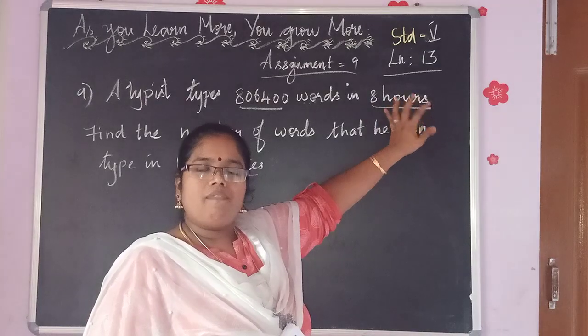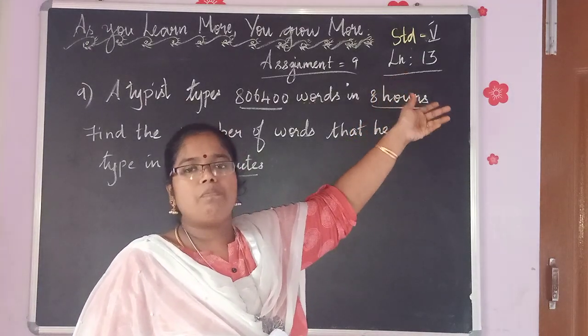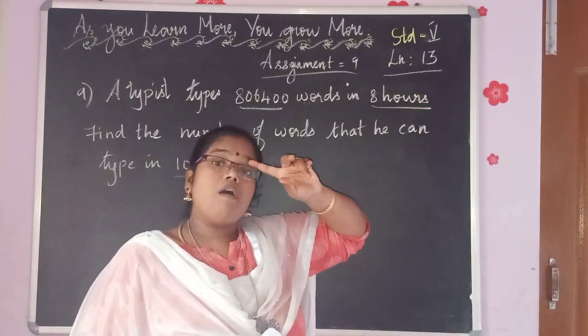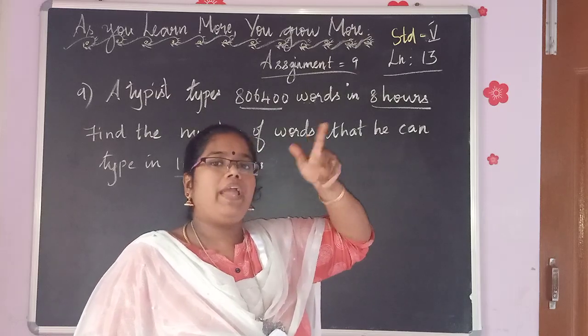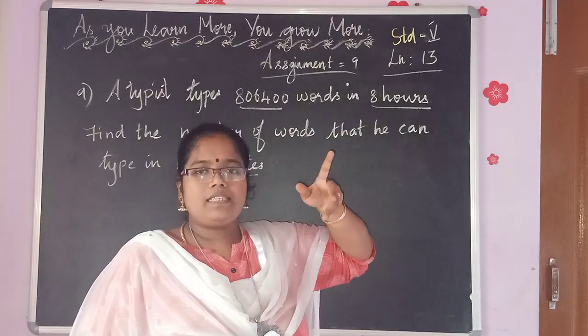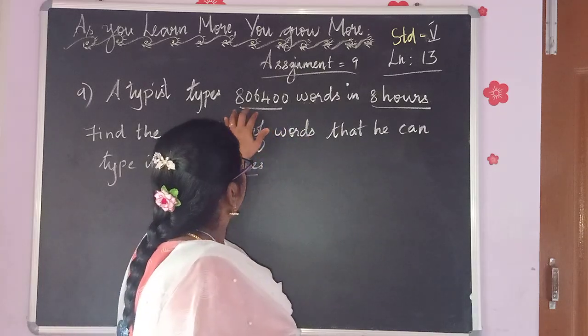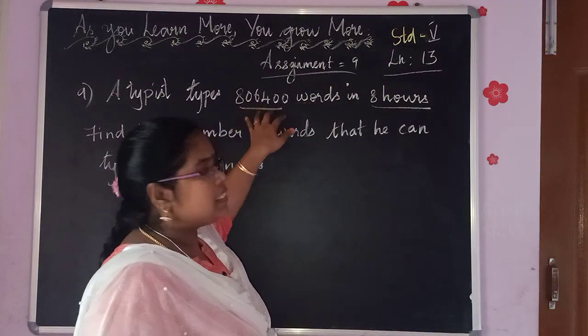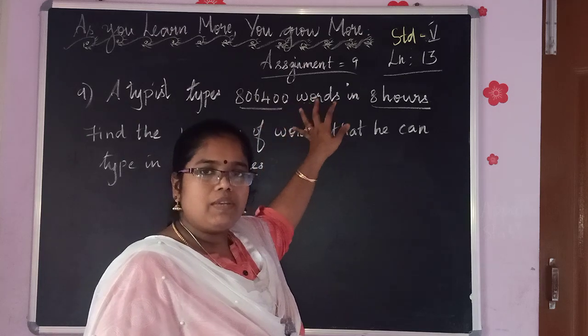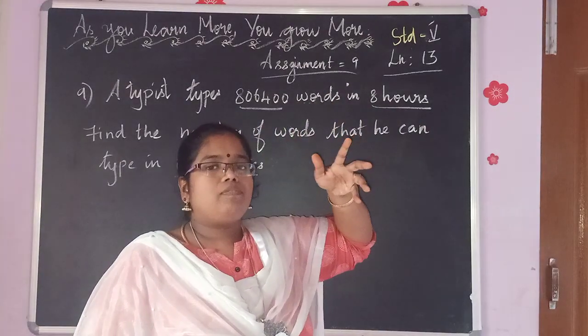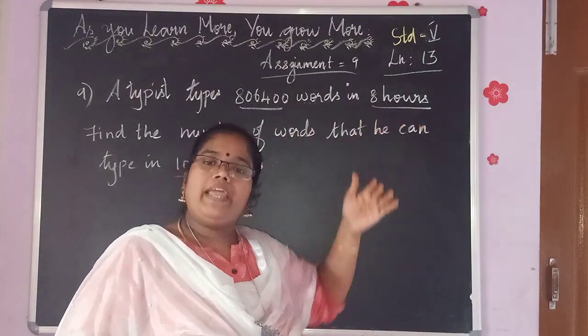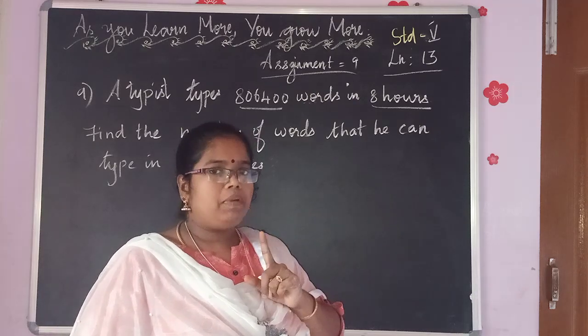8 hours is given. I have to convert these 8 hours into minutes. 1 hour is equal to how many minutes, ma? 60 minutes. So 8 hours is equal to 6 8s are 48. It is 480 minutes. So we are going to divide 8,06,400 words by 480. Then we will be getting the number of words typed in 1 minute.